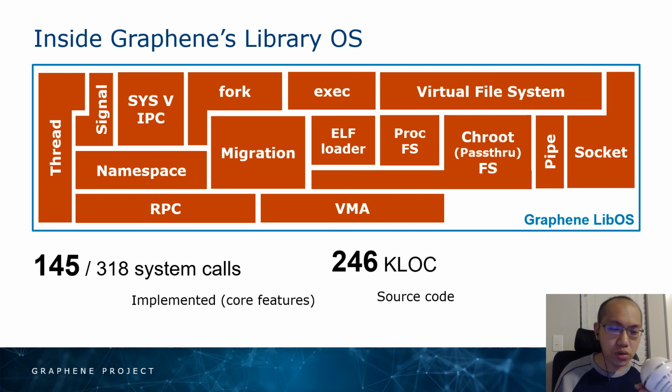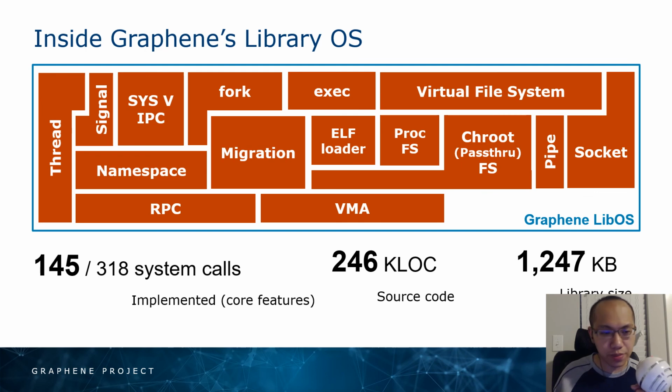The total size of the source code of the Graphene library OS is around 246,000 lines of code, and if you compile this source code, the binary size will be around 1.2 megabytes. And so that will conclude this part of the tutorial. Thank you.